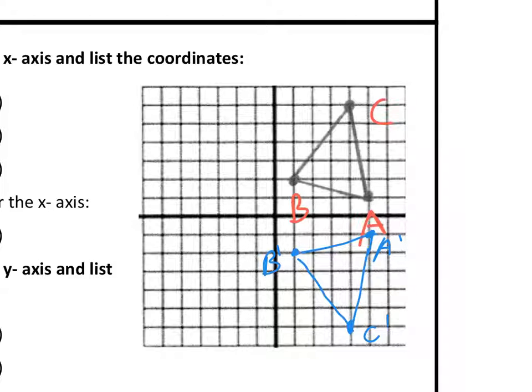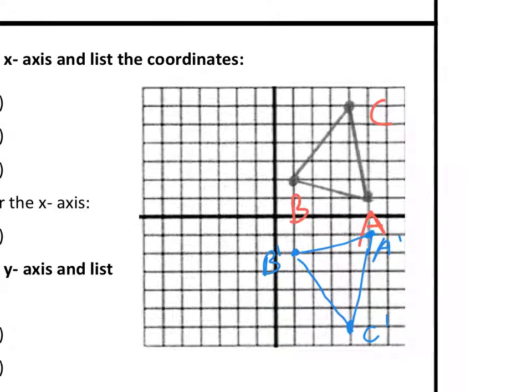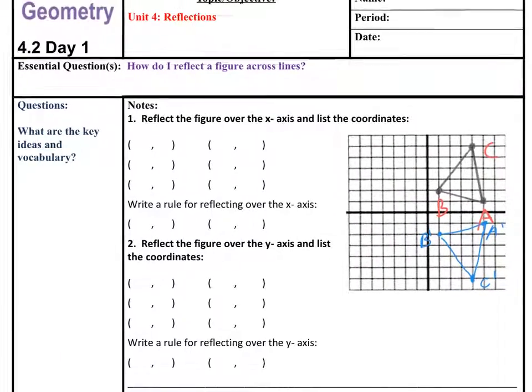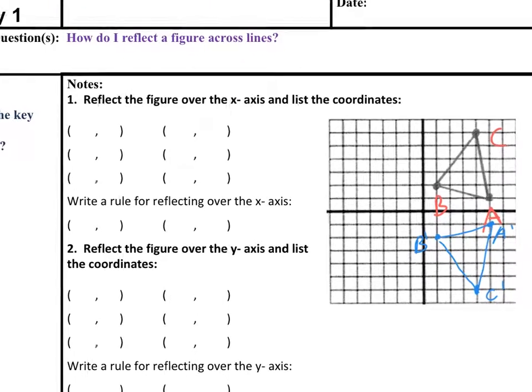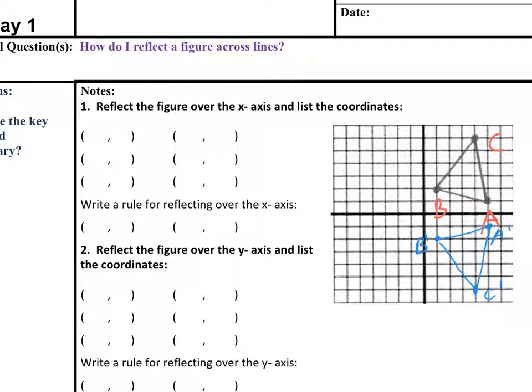A, B, C. So we're going to write our original points. A is at 5, 1. B is at 1, 2. And C is at 4, 6. Do we agree? And we moved it to the blue figure, so I'll put a blue arrow.